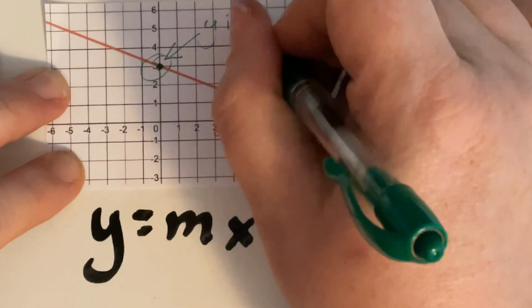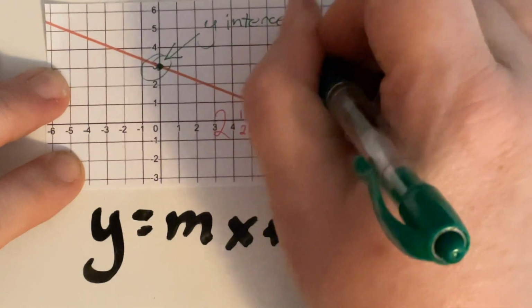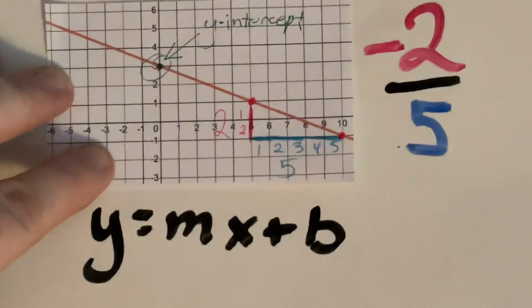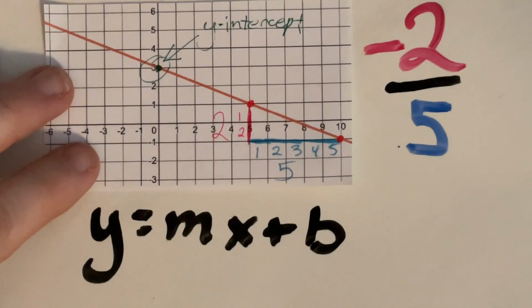Y-intercept. I think I might be running out of ink. Oops. I hear Poly Club outside.